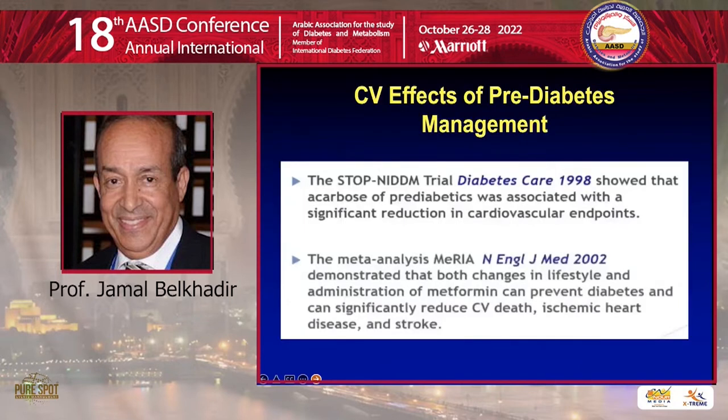In the STOP-NIDDM trial, published in Diabetes Care in 1998, acarbose in prediabetes was associated with a significant reduction in cardiovascular endpoints. And the meta-analysis in the New England Journal of Medicine in 2002 demonstrated that both change in lifestyle and administration of metformin can prevent diabetes and can significantly reduce cardiovascular death, ischemic heart disease, and stroke.